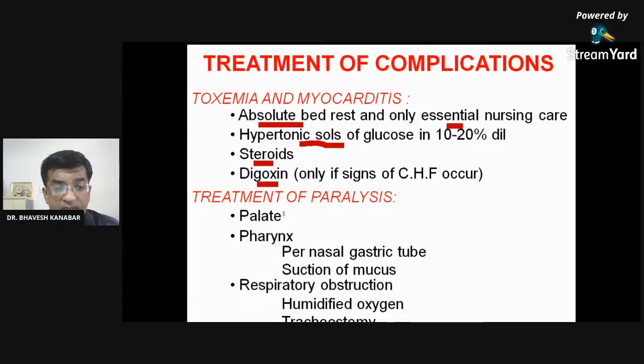In case of paralysis, palatal paralysis can be there, pharyngeal paralysis, depending upon the type of paralysis. If there is palatal and pharyngeal paralysis, a nasogastric tube should be inserted for giving food, as well as for suction of the mucus. The second thing is respiratory obstruction. Whenever there is respiratory obstruction because of laryngeal paralysis, we have to give humidified oxygen and go for a tracheostomy tube.